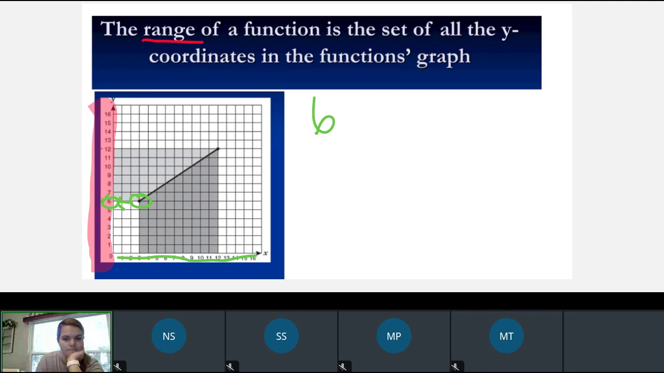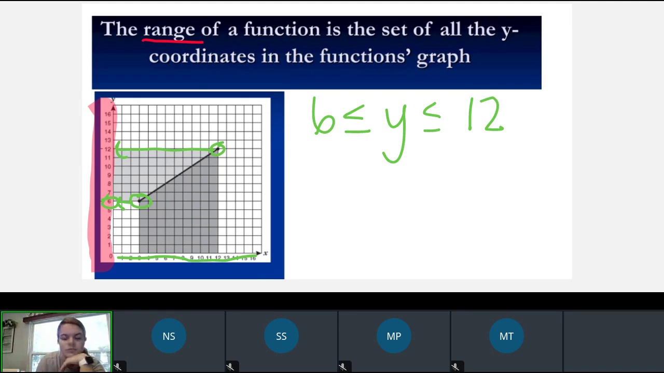I'm going to find my next endpoint. What is that y value? 12. And this time we're going to use our less than or equal to signs because they're still shaded in. And we're going to put our inequality.